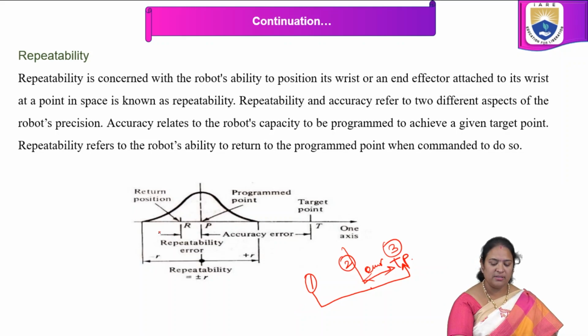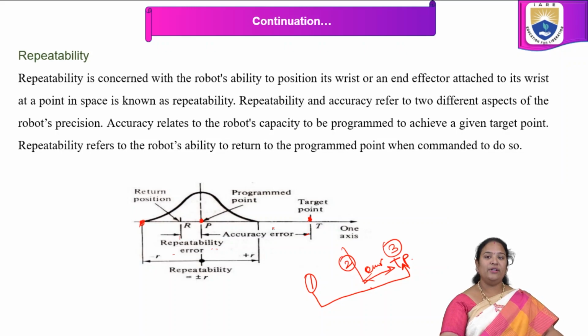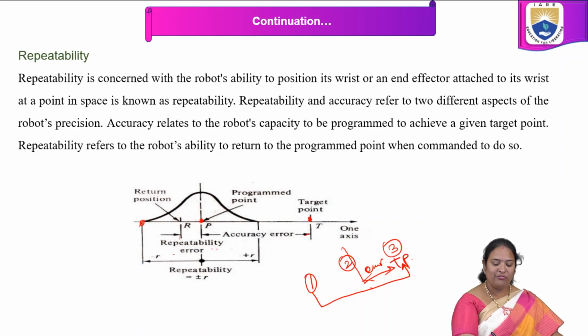Right, that is known as repeatability. Here this is point one, the programmable point, the initial point, and this is the targeted point. The robot is moving from this position to this particular position. It is called repeatable error. And when it is moving from point P to point T, it is called accuracy error. And when it is moving from point 1 to this particular point, it is known as repeatability.